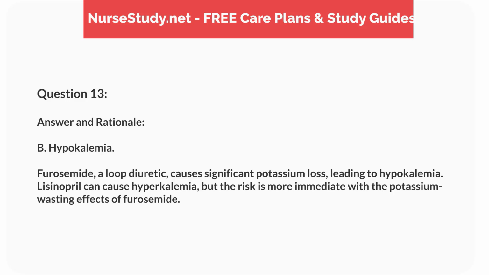Answer and rationale. B. Hypokalemia. Furosemide, a loop diuretic, causes significant potassium loss, leading to hypokalemia. Lisinopril can cause hyperkalemia, but the risk is more immediate with the potassium wasting effects of furosemide.